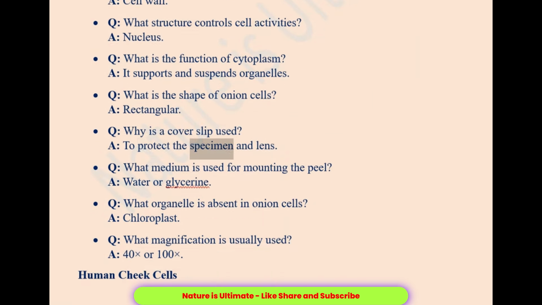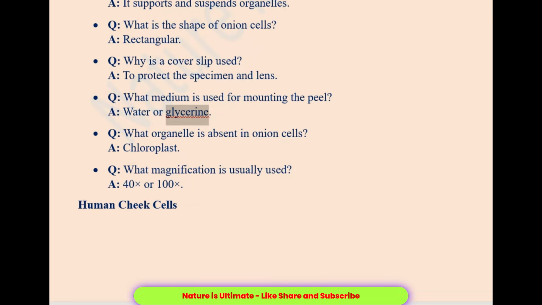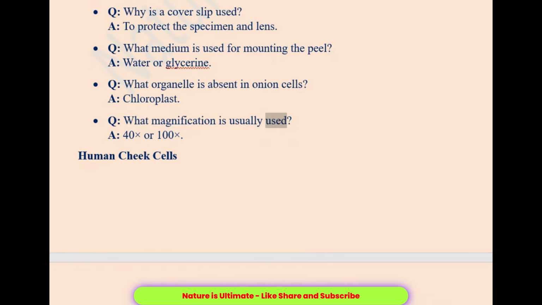Q. Why is a cover slip used? A. To protect the specimen and lens. Q. What medium is used for mounting the peel? A. Water or glycerin. Q. What organelle is absent in onion cells? A. Chloroplast. Q. What magnification is usually used? A. 40 times or 100 times.